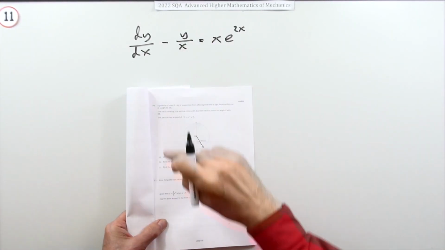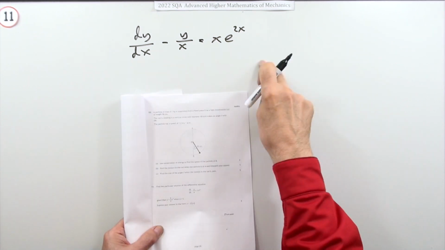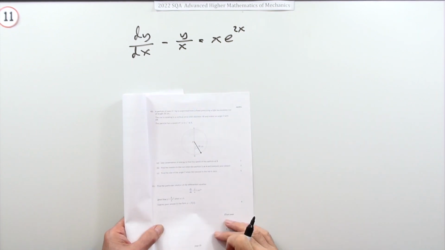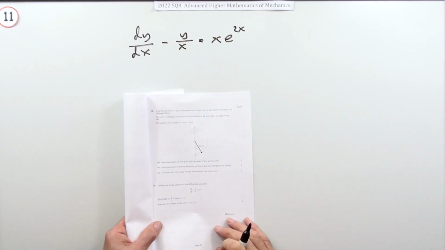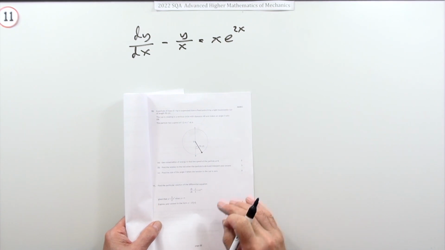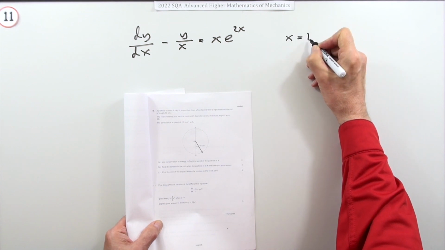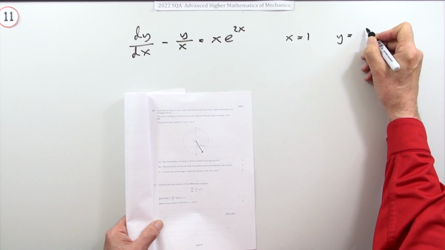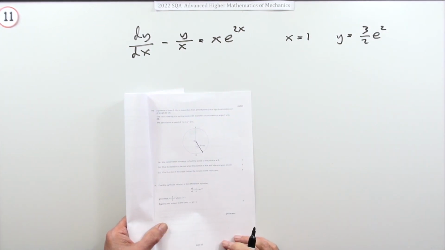So number 11 then from the 2022 mechanics paper, you've got here a differential equation. It's a first order differential equation, a linear first order differential equation. Linear because y just appears on its own, just to the first power, no squares or square roots and so on. Given these conditions, when x is 1, so you have to find the particular solution then, when x is 1, y is 3 upon 2 e squared.